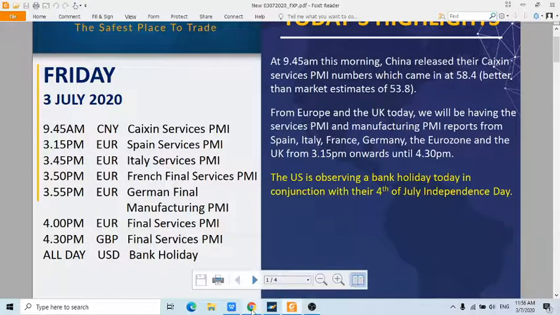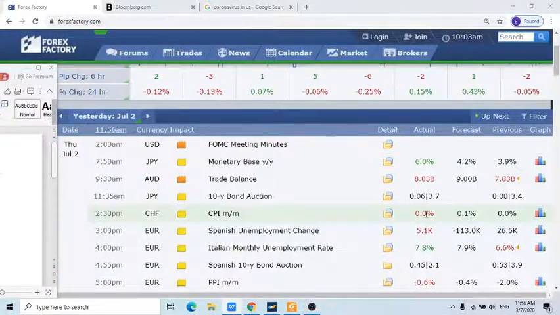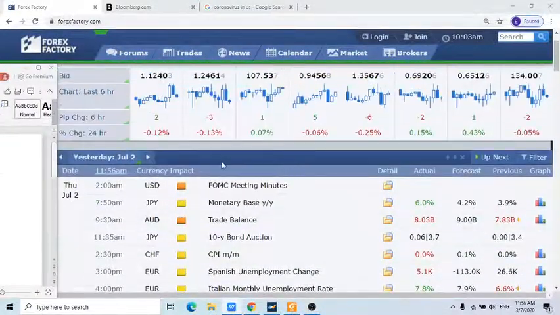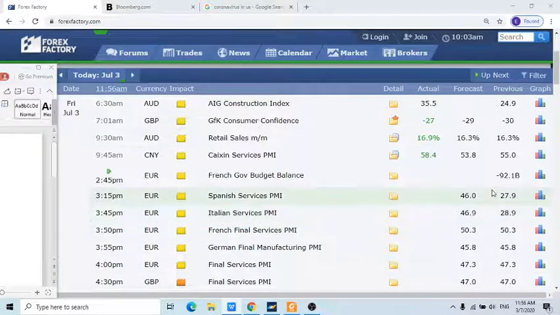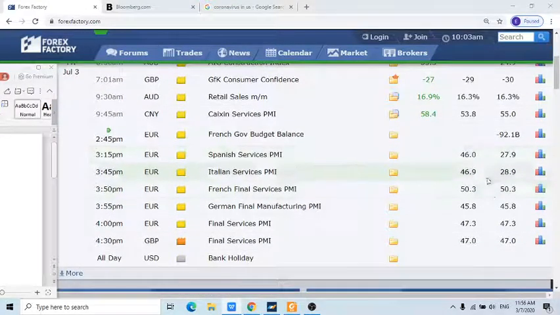These are what the market is expecting for the rest of the day. For the PMI numbers, as you can see over here, readings range from 46 all the way to 50.3 for France. Generally, if one of the reports starts to show positive data or better than market expectations, the rest of the economic data will also follow the same pattern.